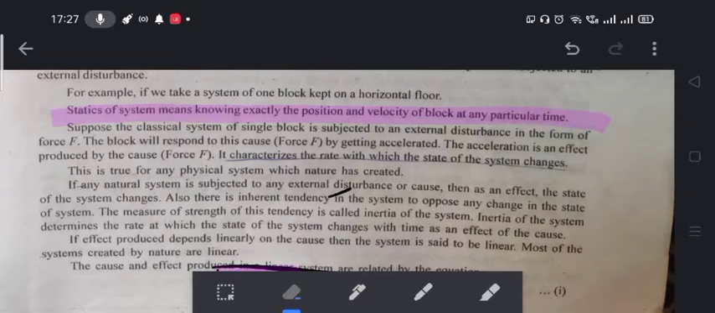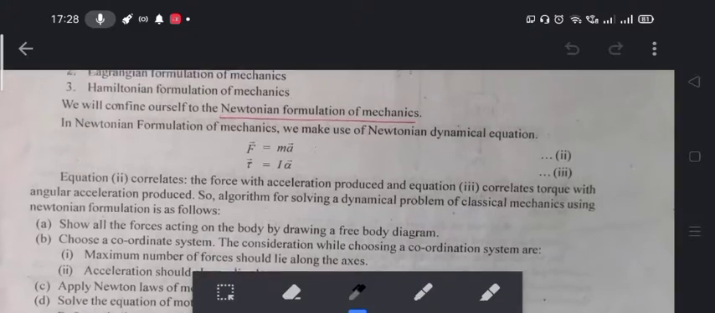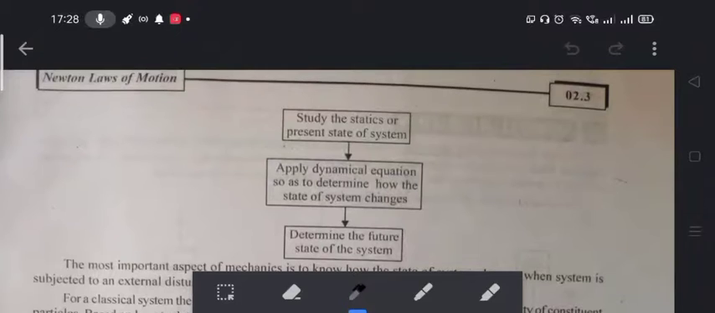Okay, so we will go to the next part. Here are some slides. The next part consists of some formulas of linear systems and the algorithms.